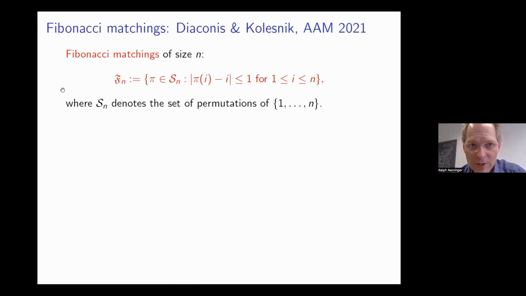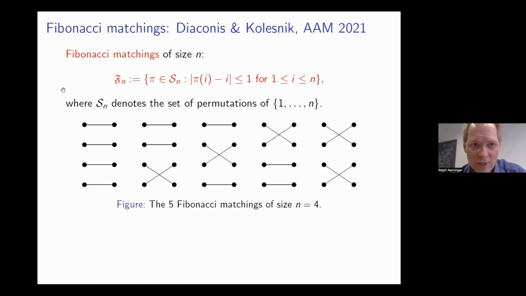Such permutations can be visualized as perfect matchings of bipartite graphs, where these edges indicate the images: if you put 1 to n on the left, you see the images on the right. So this condition for these Fibonacci matchings means that you can only map to the element on your level, or go 1 up or 1 down. There are no other connections allowed. For example, if you have 4 elements, 1 to 4, then you will find 5 such Fibonacci matchings.